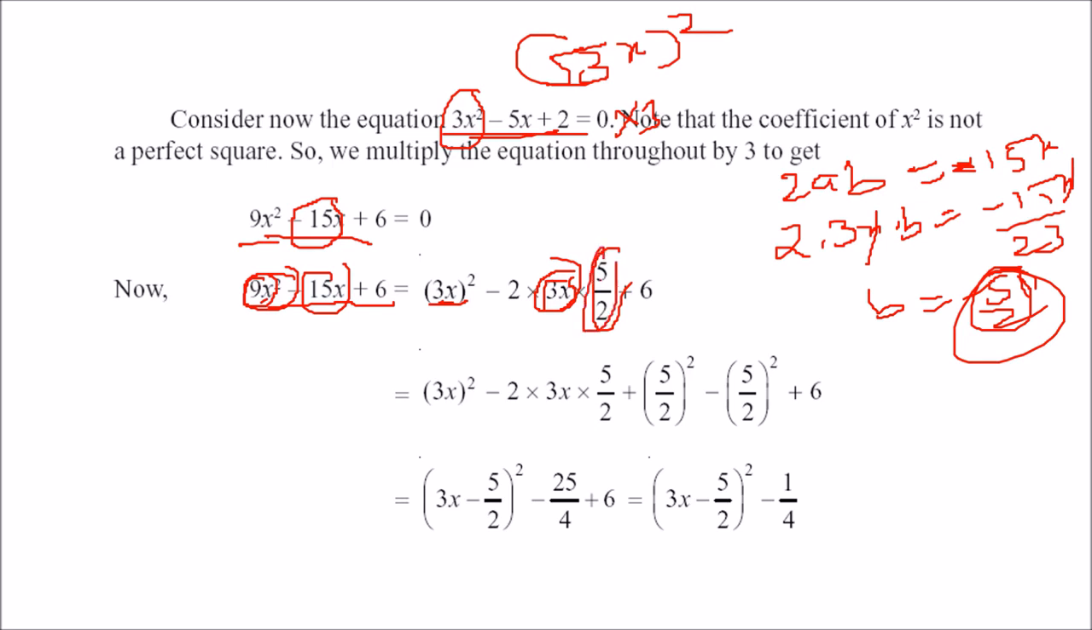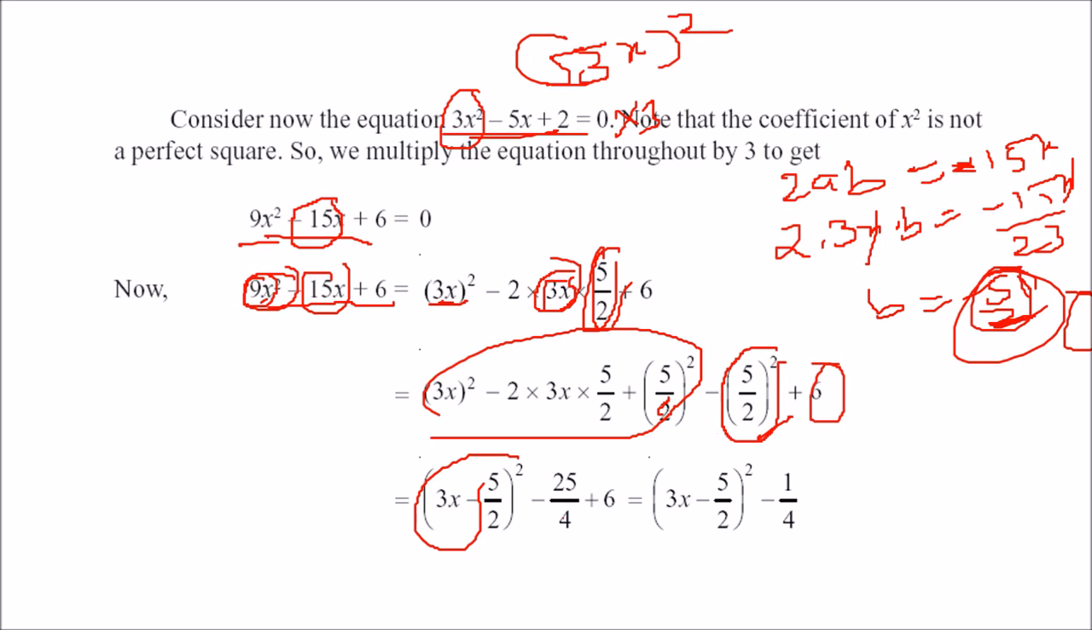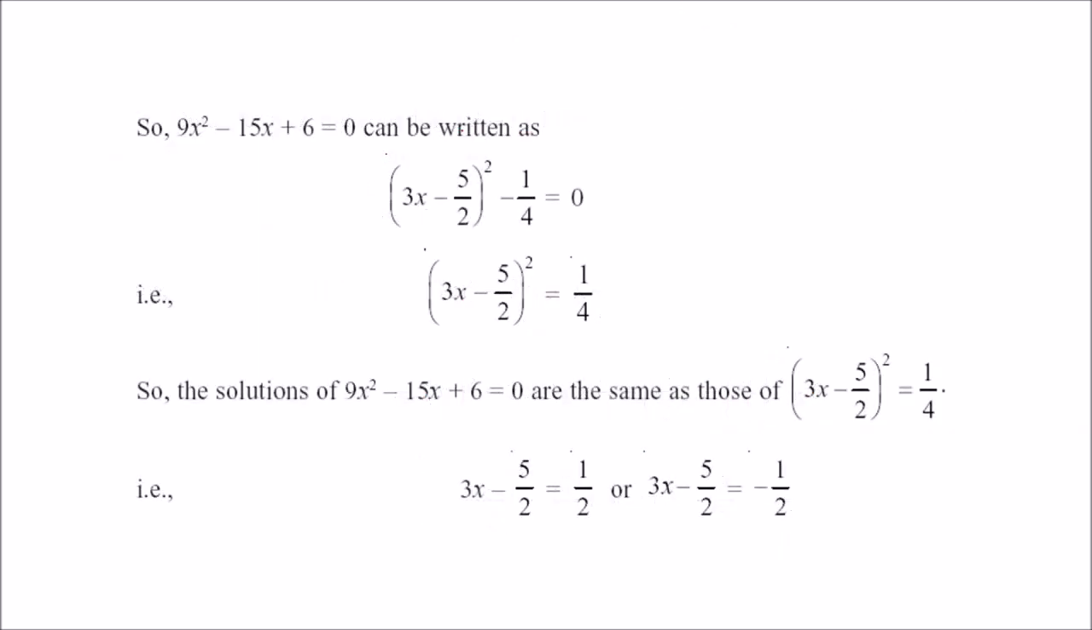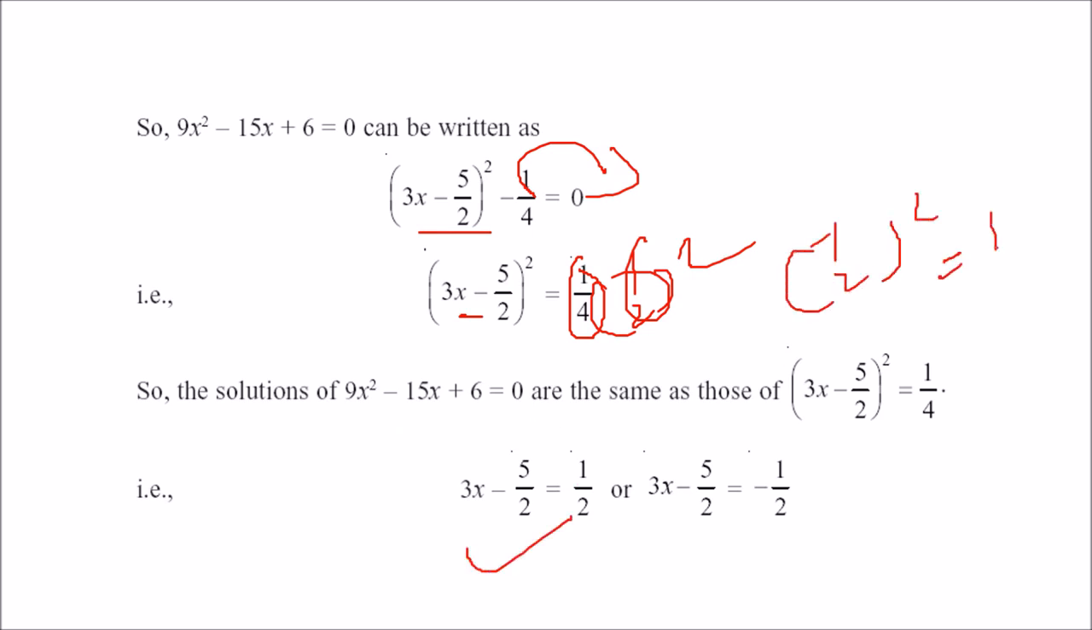Now 5 by 2 has to be added and subtracted, because this is b, only b. This has become (3x minus 5 by 2) whole square, and now this 25 by 4 has to be added with 6, and this becomes 1 by 4. This is how you get the square. Now you take 1 by 4 here, this is nothing but (1 by 2) whole square. So 3x minus 5 by 2 is equal to half the first time, and as I said, minus half whole square is also 1 by 4. So you have to take 3x minus 5 by 2 equal to minus 1 by 2 on the next iteration.